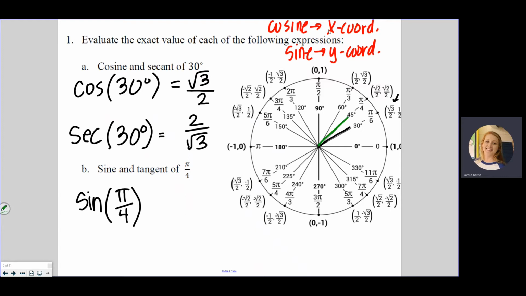Right, sine is the y value. So the y value at pi over 4, the y coordinate at pi over 4, is square root of 2 over 2.